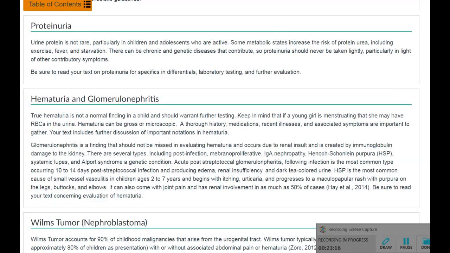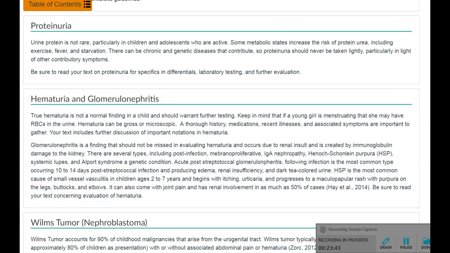Hematuria and glomerulonephritis. True hematuria is not a normal finding in a child and should warrant further testing. Keep in mind that if a young girl is menstruating, she may have RBCs in the urine. Hematuria can be gross or microscopic. A thorough history, medications, recent illnesses, and associated symptoms are important to gather with hematuria. Your text includes further discussion of important notations of hematuria.